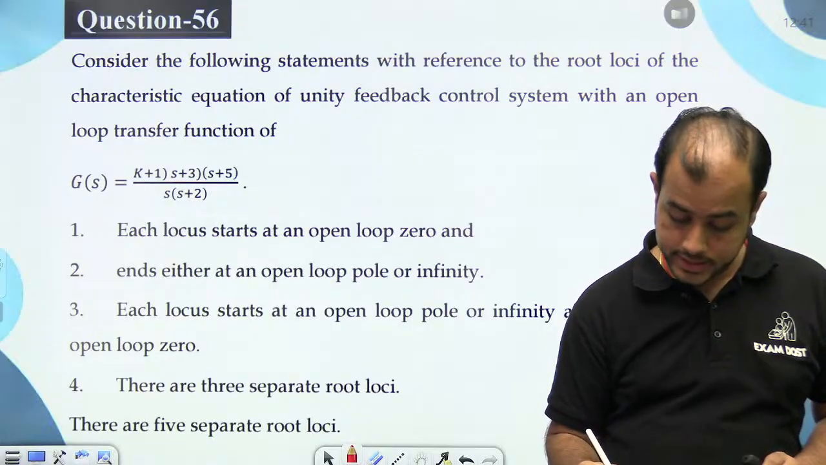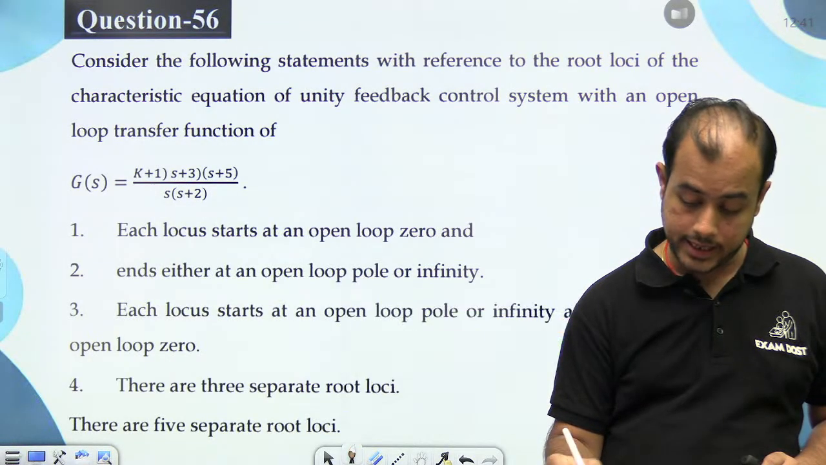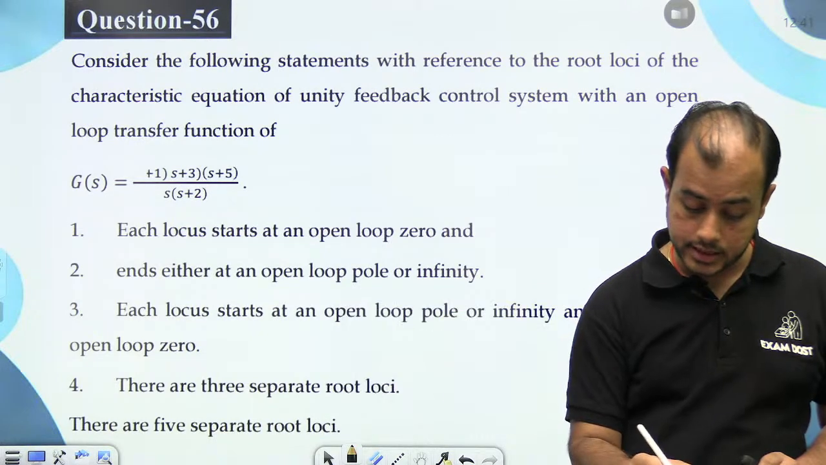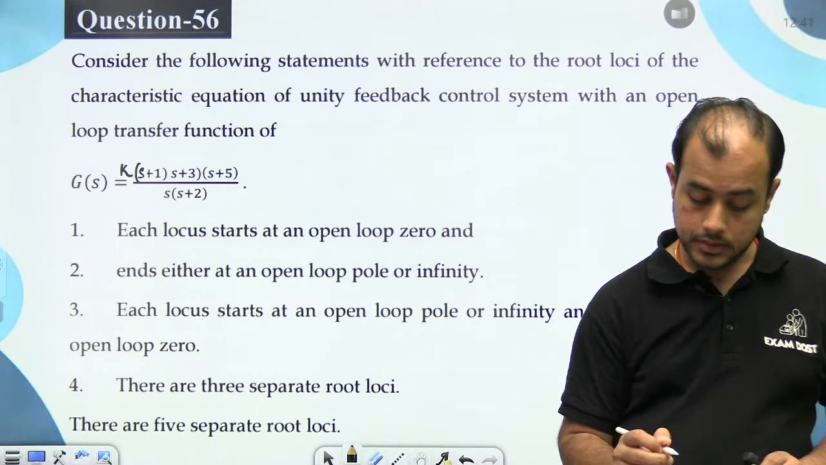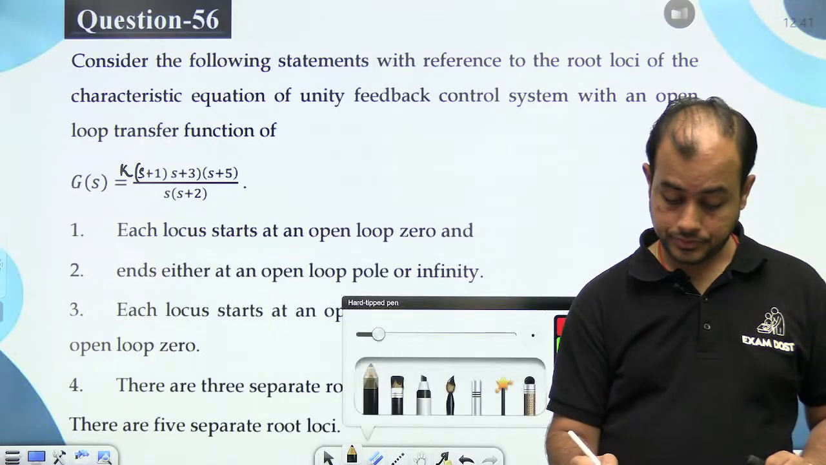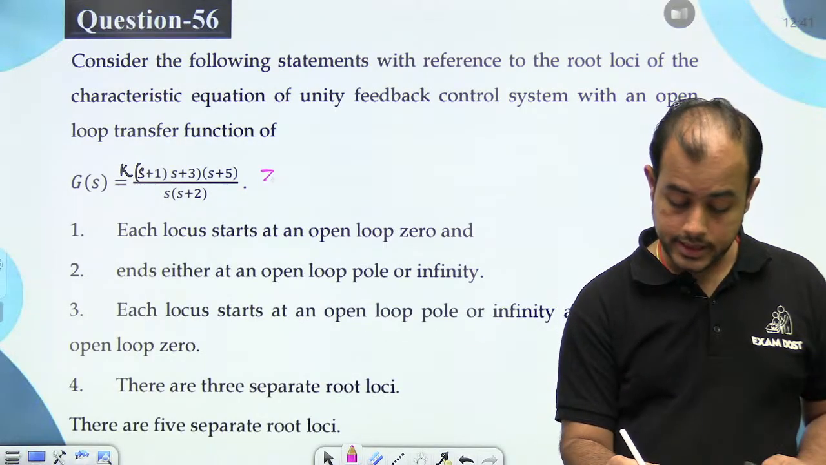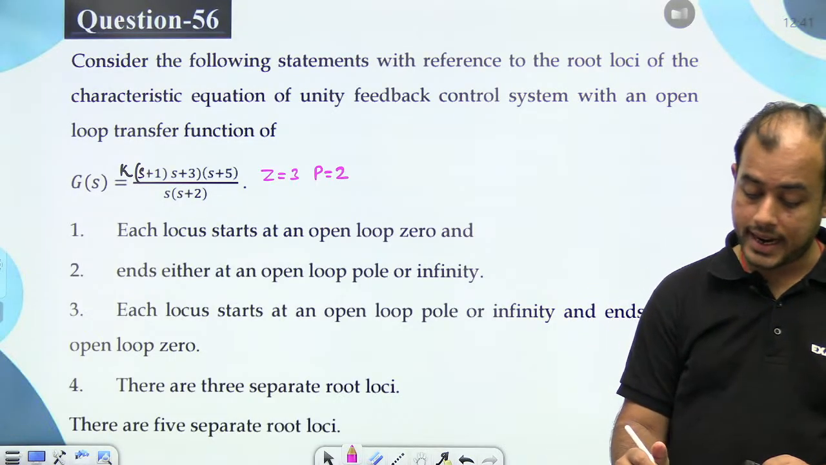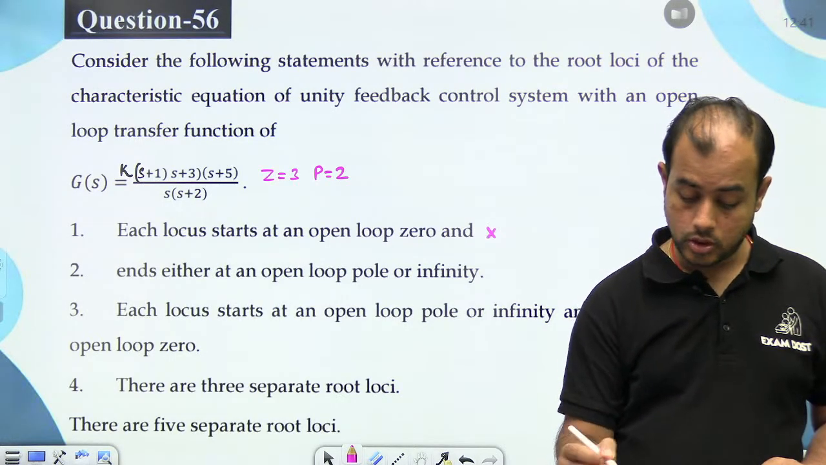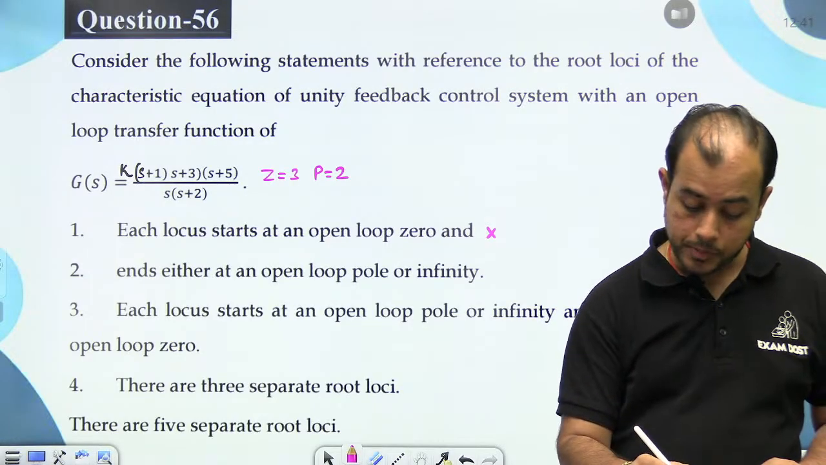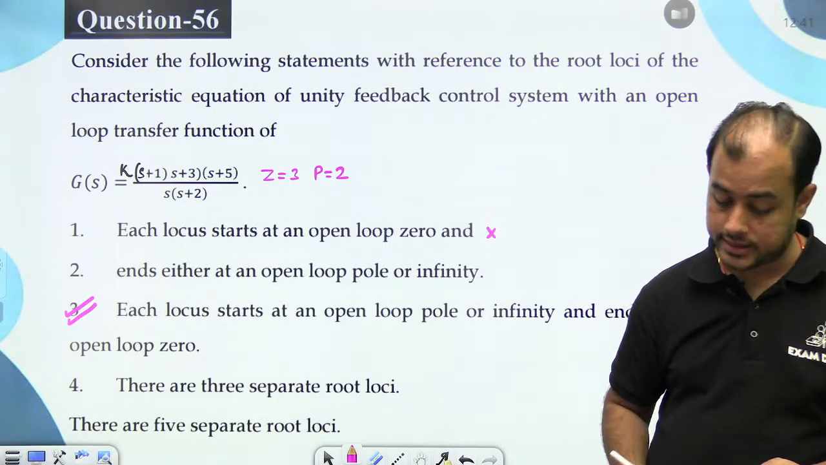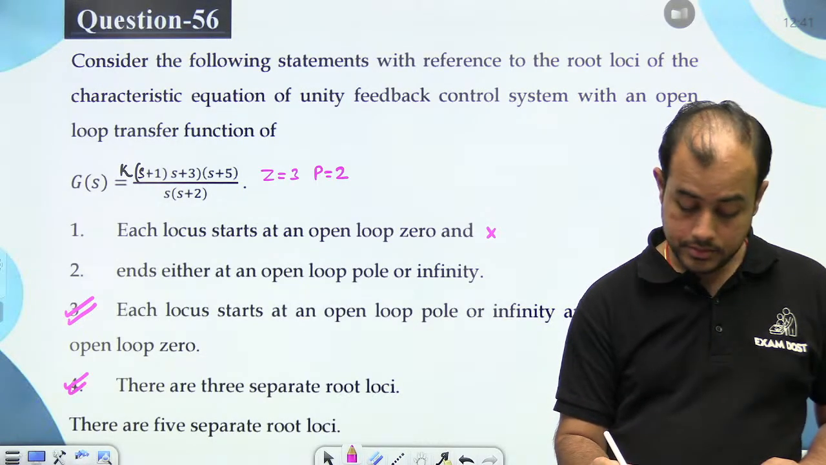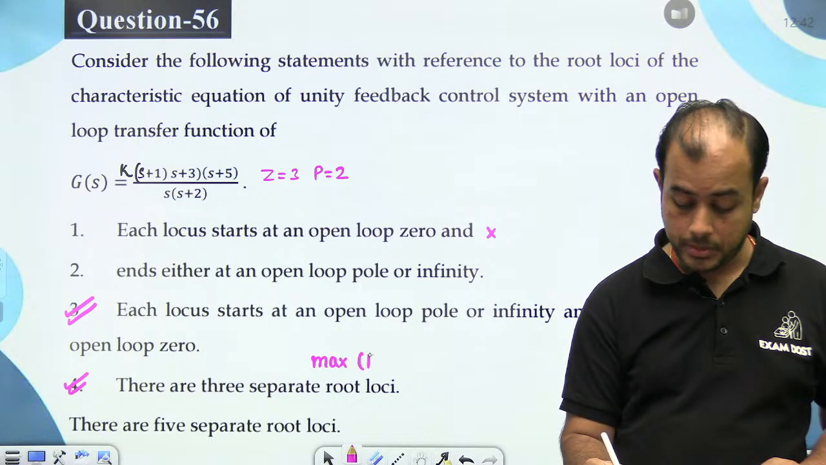Consider the following statement with reference to the root loci of the characteristic equation of unity feedback system. Okay. So there are 3 zeros, there are 2 poles. So it starts at a pole, ends at a 0. So this is wrong. Starts at a open loop pole or infinity, ends at a 0. There are 3 separate root loci. Yes, because it is maximum of P comma Z.